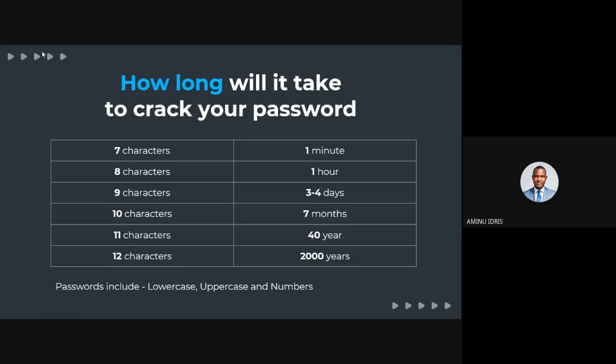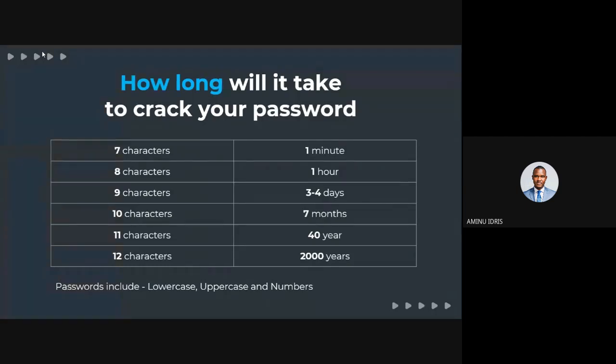So in that regard, even if the attackers manage to breach that organization, they have access to the database, they have access to the hashed password, they cannot be able to break it. So it's very, very important to incorporate salt into the password.